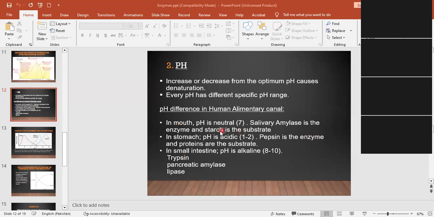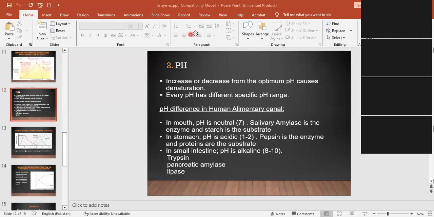In the mouth, the pH is 7. That is neutral. And what is the enzyme present in the mouth? Salivary amylase. ठीक है? Salivary amylase is the enzyme. And who is the substrate here? The starch. What is the pH? 7. It means amylase has an optimum pH 7. If it's at 9, it will not work. If it is 2, it will not work.